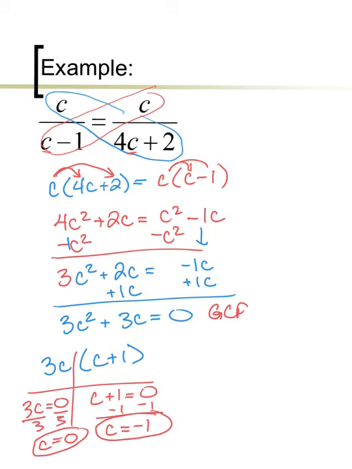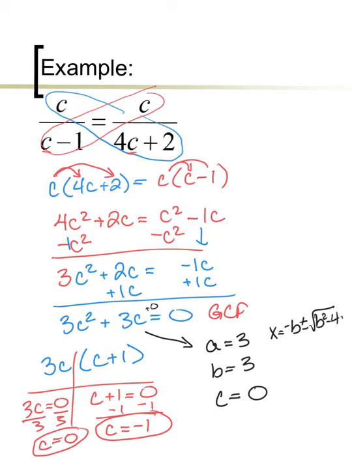And for those of you that hate factoring and you don't want to do this, if you wanted to do the quadratic formula, your a would be 3, your b would be 3, and your c, which is the number by itself, technically that's plus 0, so your c value would be 0. If you did the quadratic formula and you plug them in, when you did all the work, you would still end up with c equals 0 and c equals negative 1. So again, it's your choice if you like to factor or if you'd rather use the quadratic formula or even if you'd rather complete the square.